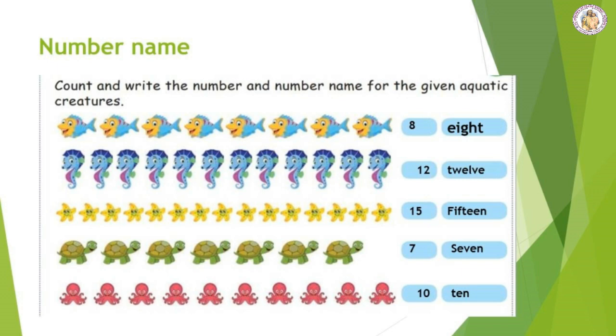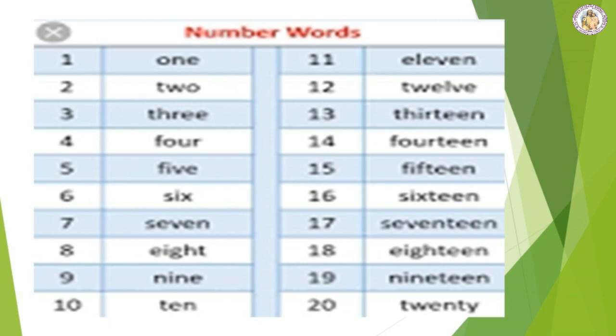And the next one is tortoise. How many tortoises are here? 7, S-E-V-E-N, 7. The last one is octopus. There are 10 octopus and you have to write the number name 10, T-E-N, 10. So let's recall the number words.